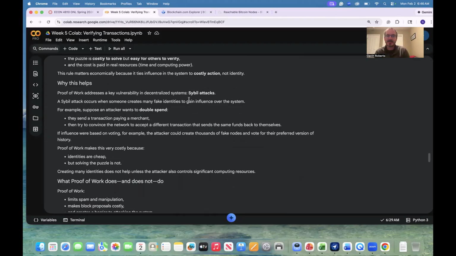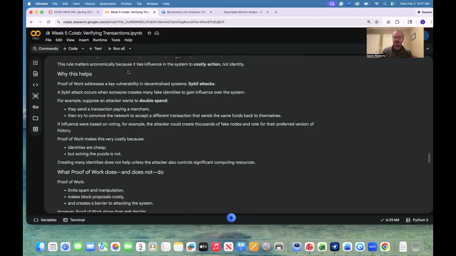And the cost is paid in real resources. In the case of proof of work, it's time, time is money, and computing power. Computing power takes energy resources and hardware, so you have to invest in it. It is costly. There are opportunity costs. You can throw computing power at things other than mining blocks on a cryptocurrency blockchain. So these are real costs that need to be dedicated in order to mine blocks.